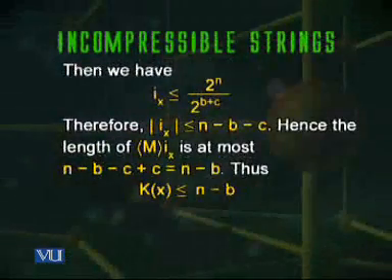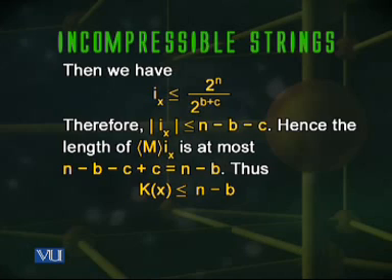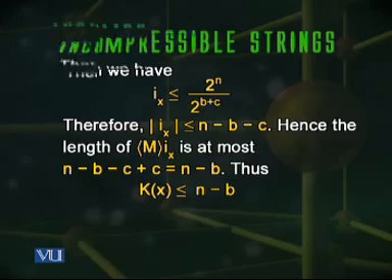Now the length of I_x, if you calculate, turns out to be less than or equal to n minus b minus c. Hence, the length of m followed by I_x is at most n minus b minus c plus c, which is equal to n minus b. Therefore, the descriptive complexity of x is less than or equal to n minus b.